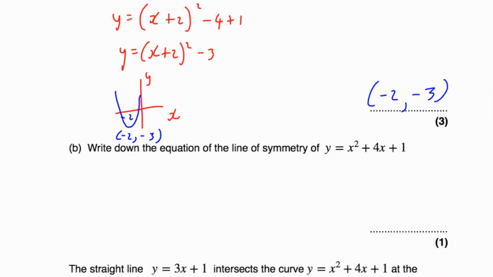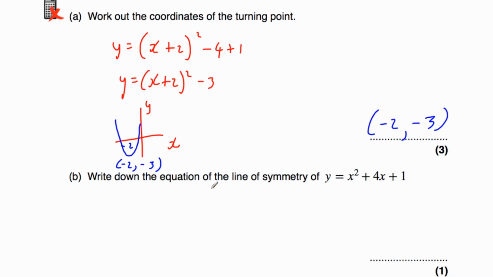Okay, part B. Part B says write down the equation of the line of symmetry of y equals x squared plus 4x plus 1. So because this is a quadratic graph or parabola, it's got a line of symmetry. And the line of symmetry will be a vertical line that passes straight through that turning point. So it's going to be a vertical line like so that passes straight through that turning point. And the turning point was the point with the coordinates negative 2, negative 3.